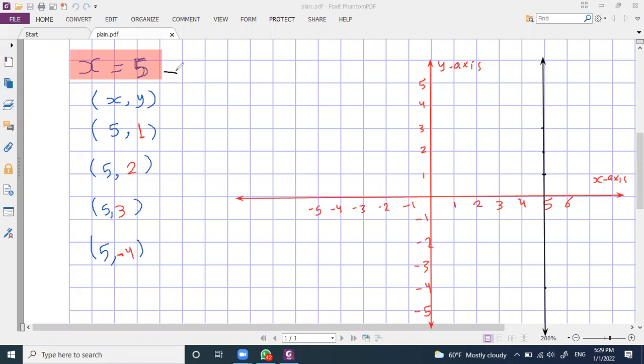This line is parallel to what? Is this line parallel to the x-axis or parallel to the y-axis? Y-axis. So this line is parallel to the y-axis.